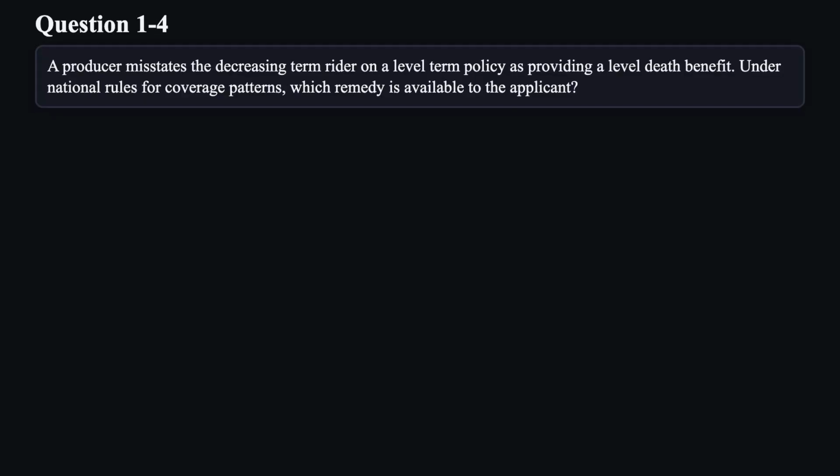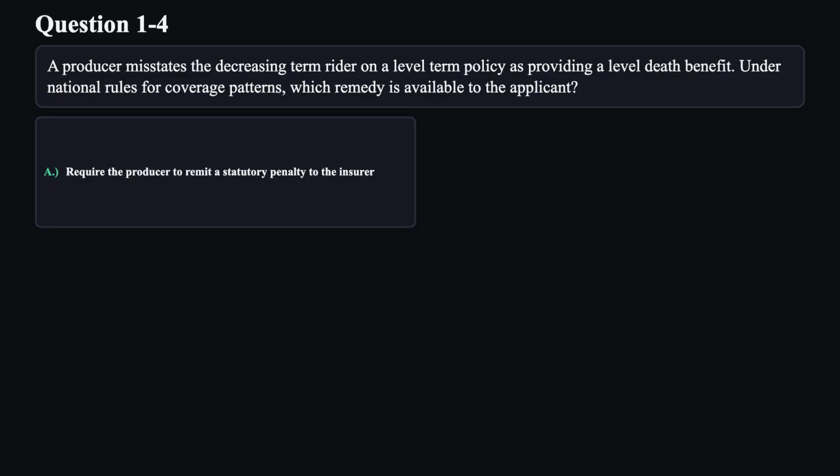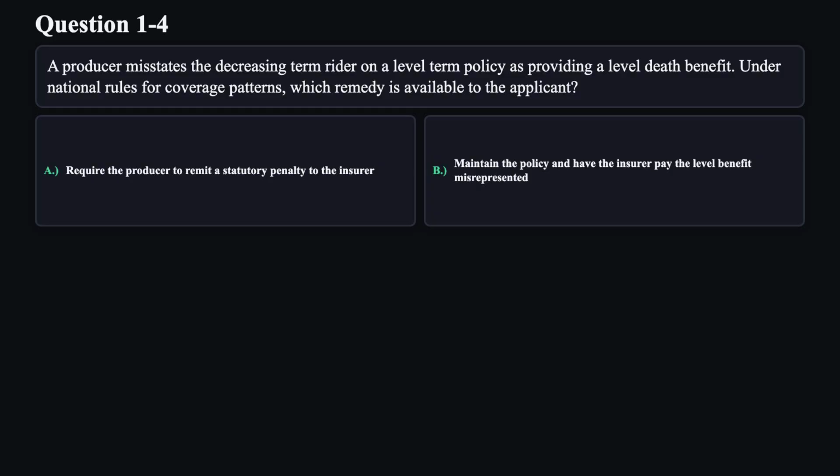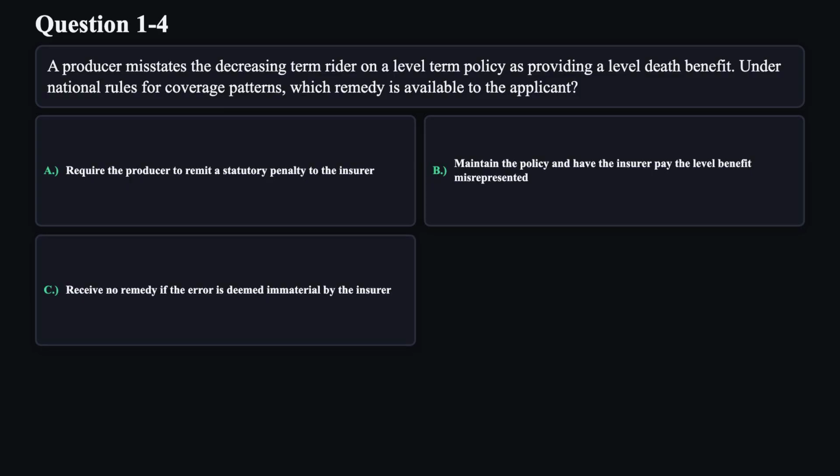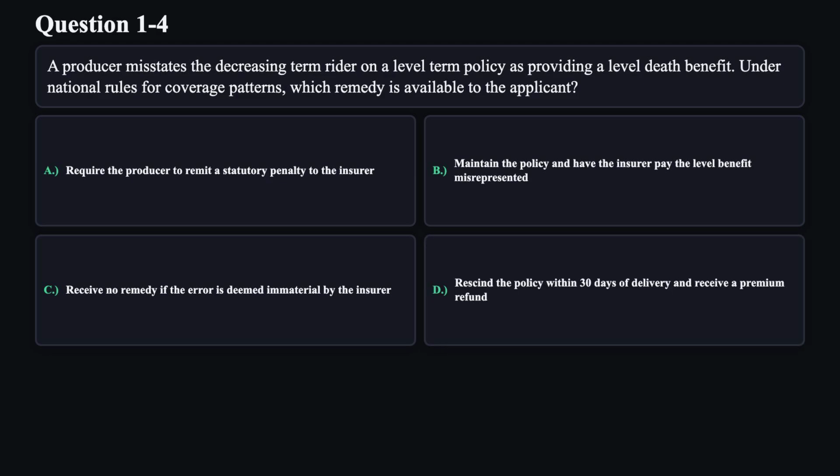Question 4. A producer misstates the decreasing term rider on a level term policy as providing a level death benefit. Under national rules for coverage patterns, which remedy is available to the applicant? A. Require the producer to remit a statutory penalty to the insurer. B. Maintain the policy and have the insurer pay the level benefit misrepresented. C. Receive no remedy if the error is deemed immaterial by the insurer. D. Rescind the policy within 30 days of delivery and receive a premium refund.